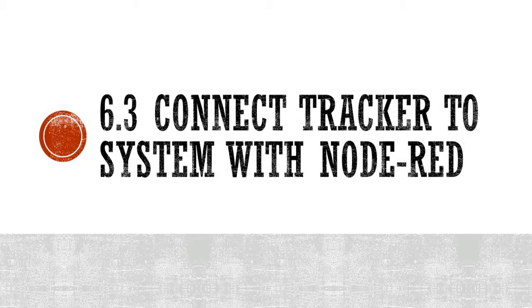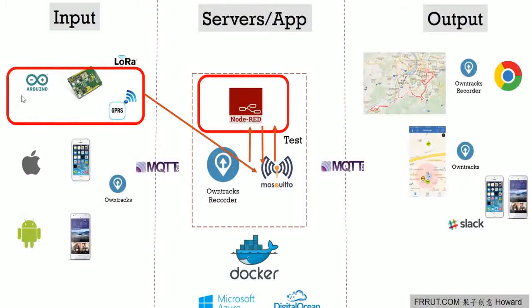Hi, welcome back. This will be the final step to have our GPS tracker running in our system. So we will use Node-RED. Let us look at the map again. We already have this path clear. Next, we will have Node-RED catch the data, then do some data processing. Let me explain what I mean in detail.